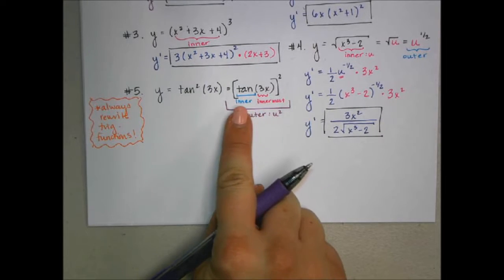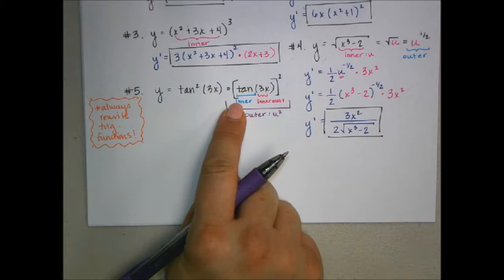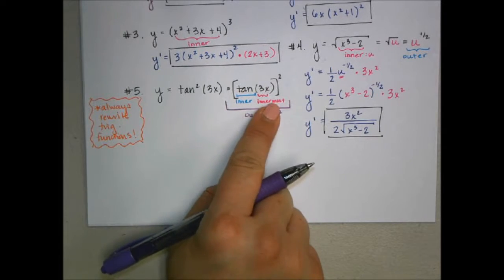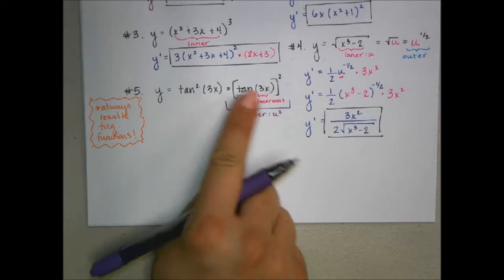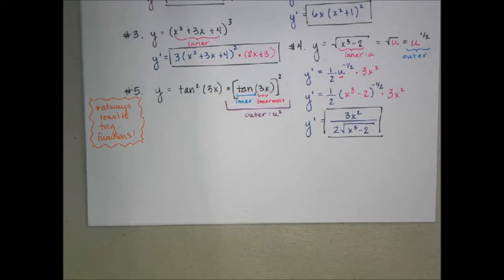Then we do our inner function tangent's derivative. Then we do the derivative of the innermost function, 3x. It just keeps going and going, and this could happen a lot more, but it probably won't.